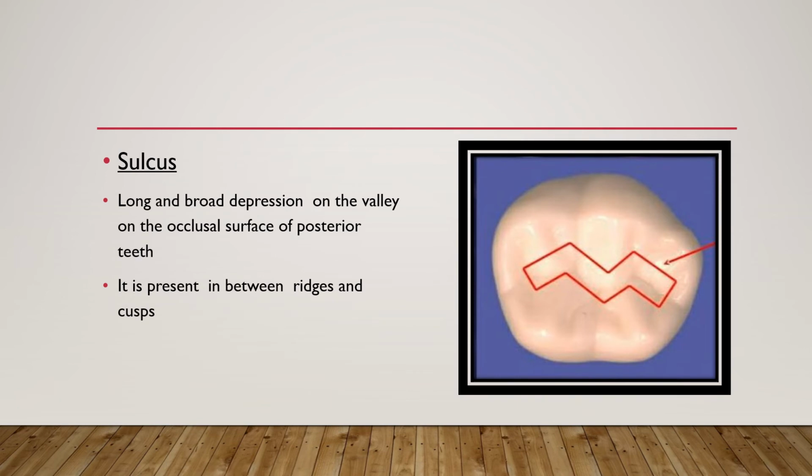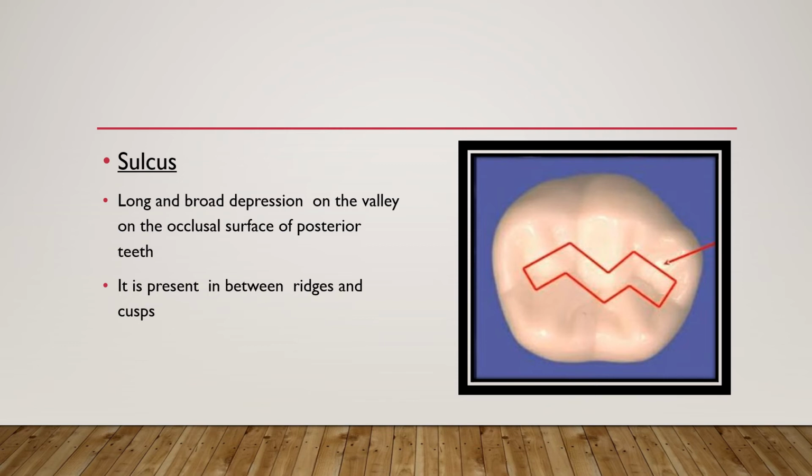Now what is sulcus? Sulcus is a long and broad depression which you are going to see on the occlusal surface of a posterior tooth. It is present between the ridges and the junction, and you have to note that a sulcus has a developmental groove at the junction of its inclines. So जहाँ पर sulcus के inclines का जो junction है, वहाँ पर a developmental groove is present.